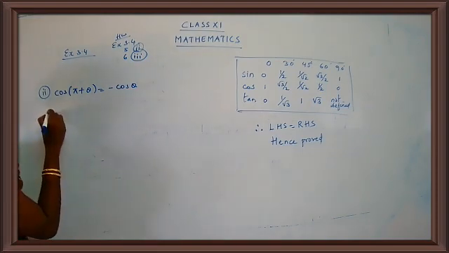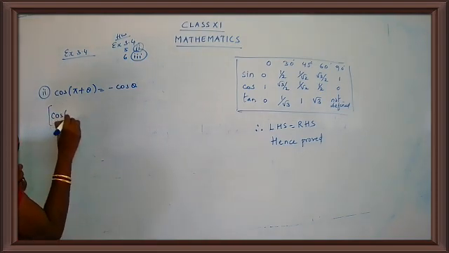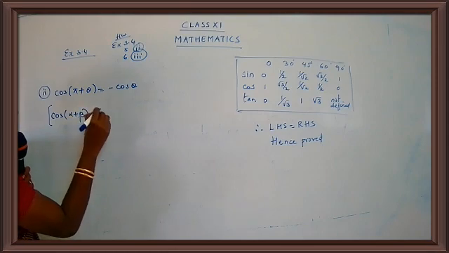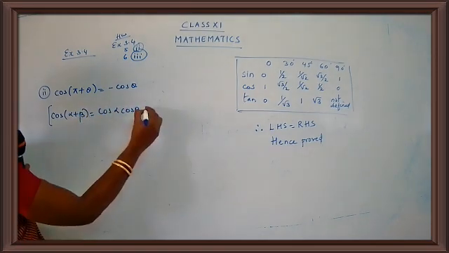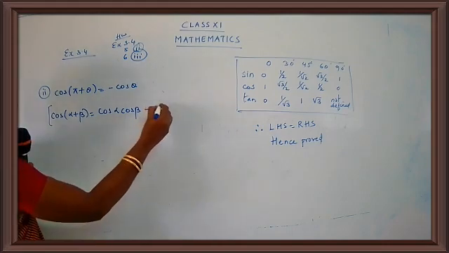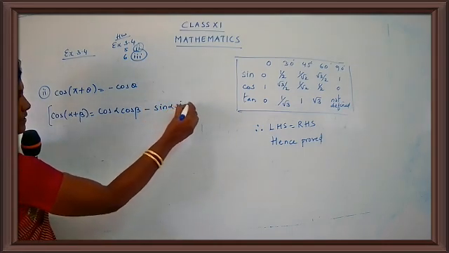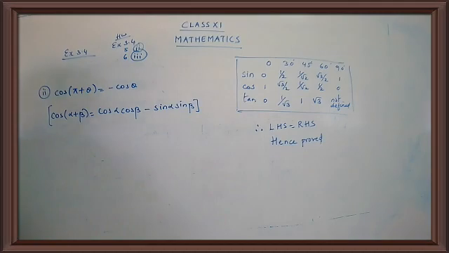First is cos of alpha plus beta is equal to cos alpha cos beta, this is plus, it turns to minus sin alpha sin beta. Take down the sums along with me, children. So we write down the formula first of all. Cos of alpha plus beta is cos alpha cos beta minus sin alpha sin beta.